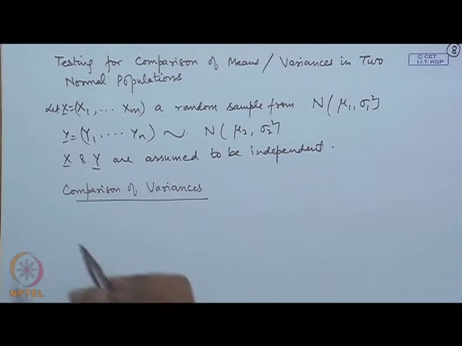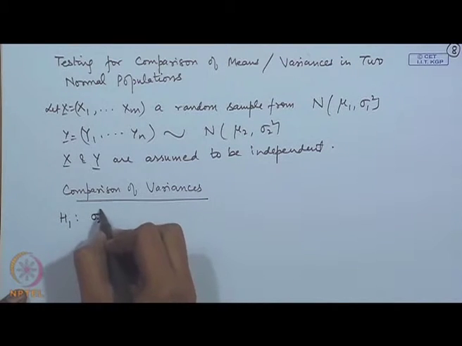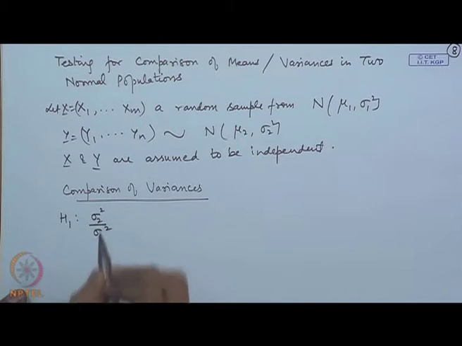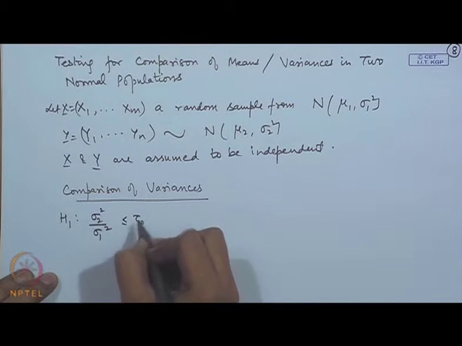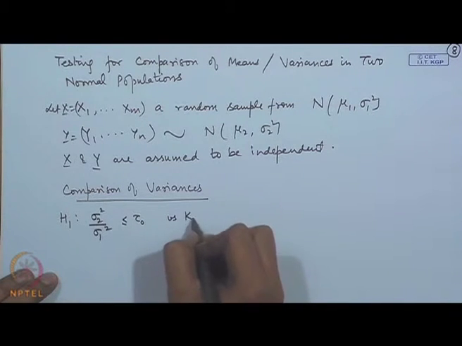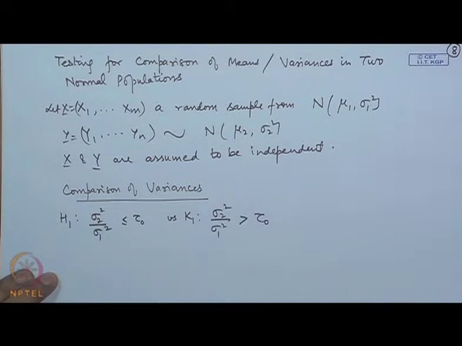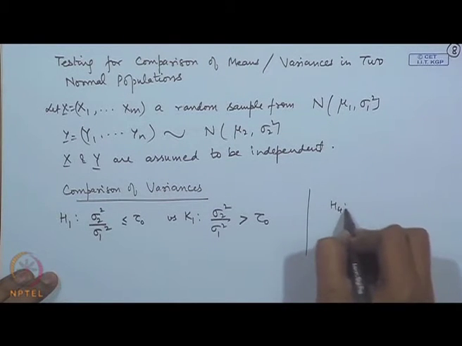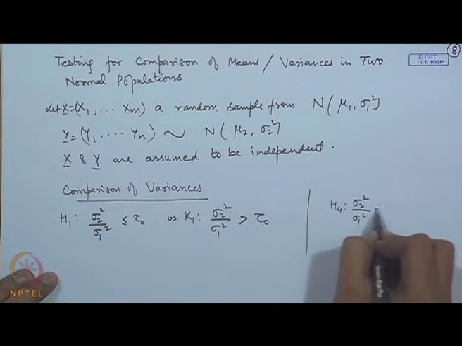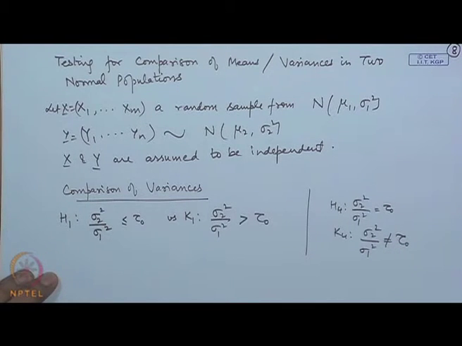So, now let us look at the hypothesis testing problem such as, say, H 1. I will write a slightly general hypothesis: sigma 2 square by sigma 1 square less than or equal to some, say, tau naught against K 1: sigma 2 square by sigma 1 square greater than tau naught. And similarly, we may consider, say, H 4: sigma 2 square by sigma 1 square is equal to tau naught against K 4: sigma 2 square by sigma 1 square is not equal to tau naught.